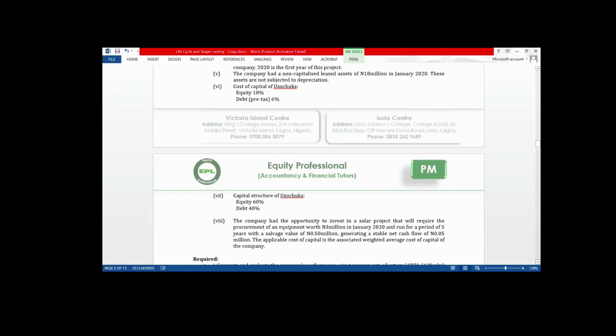Now let me ask the whole class, what is net present value? I want to believe this is not the first time we are hearing net present value. What is net present value?